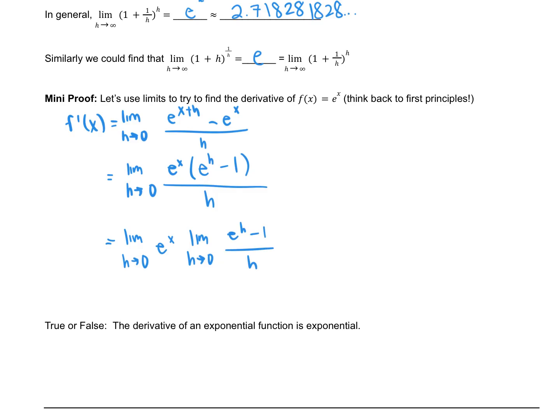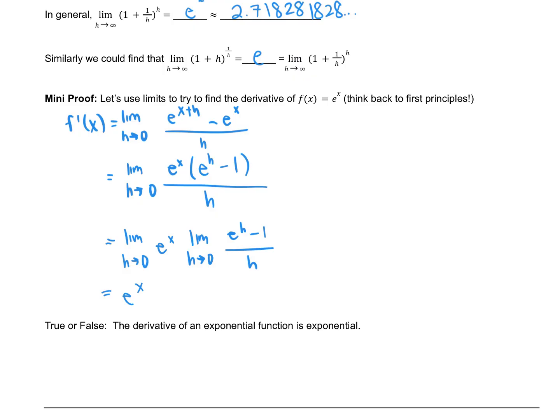Now, to evaluate the limit as h approaches 0 of e to the x, well, that just stays e to the x. There's no h in that expression, so h approaching 0 does not affect it. Now, for this fraction part, I can't use any of our typical strategies of factoring or conjugate or common denominator or any of that. So I'm just going to do a little bit of a test value here.